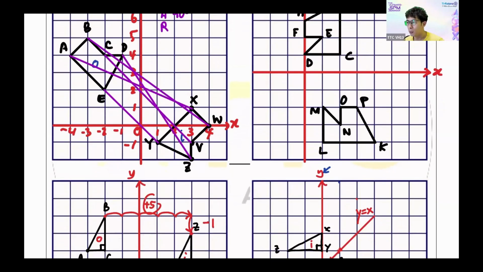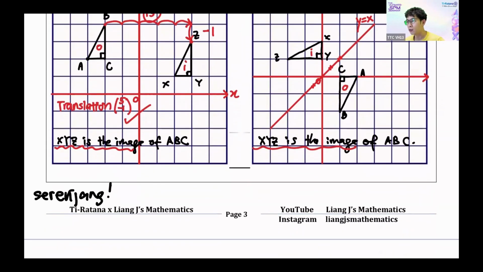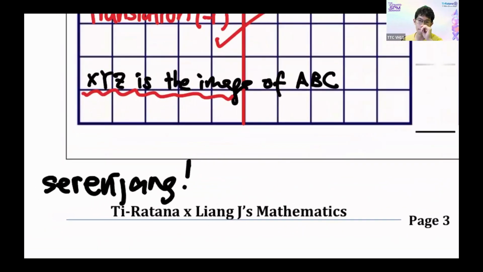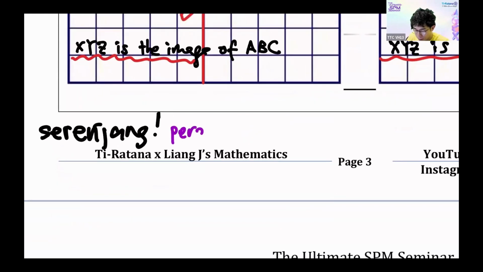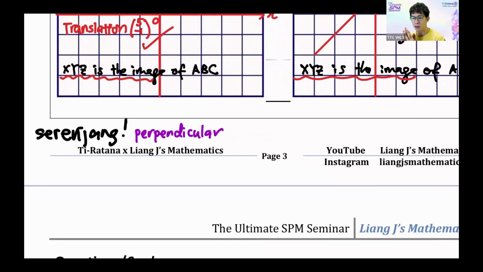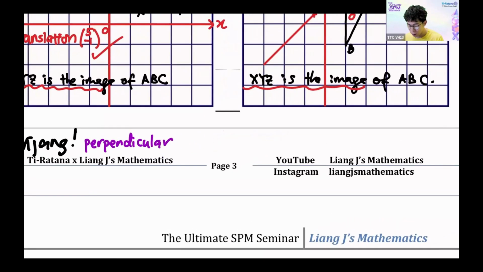Okay, let me tell you something. Now I move down to this word over here. Students, do you know what serenjang is? In English, we call it perpendicular. Serenjang, or perpendicular. This is how I eventually knew the position. I'll show you how I get the rotation point for 90 degrees, the pusat putaran for 90 degrees. Let me show you now. Perpendicular, or serenjang, right? Basically it means, let me give you a situation. Now, don't draw, okay everyone.